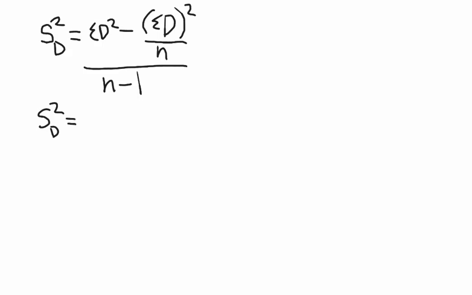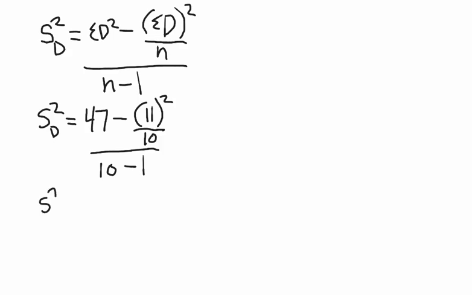So for our data, if I want to calculate the variance of the difference scores, I'm going to take the sum of the difference scores squared, which you recall is 47. I'm going to subtract the sum of the difference scores, which is 11, squared, and divide it by the sample size, which is the number of pairs, 10. All of that's going to be divided by 10 minus 1, or the sample size minus 1.